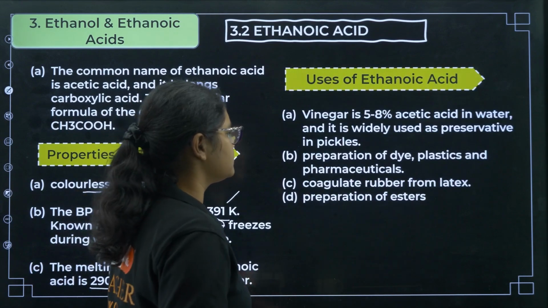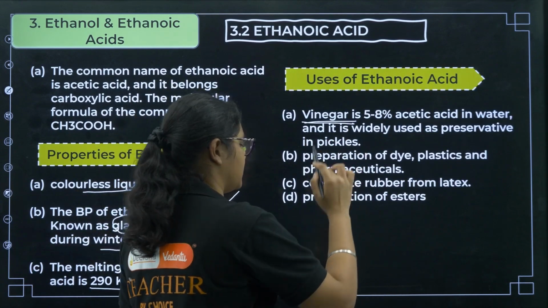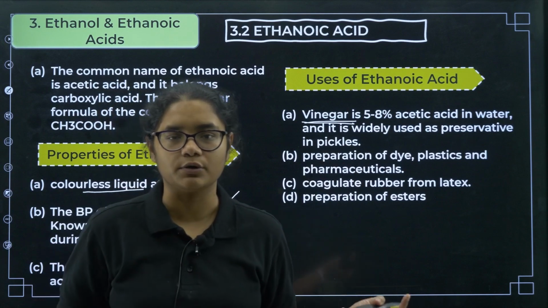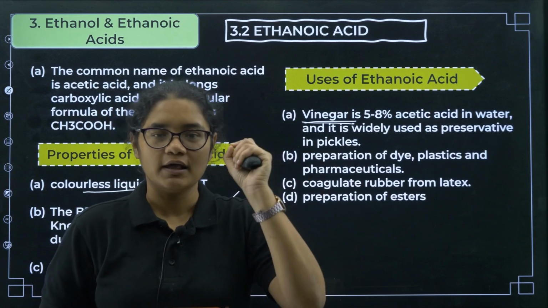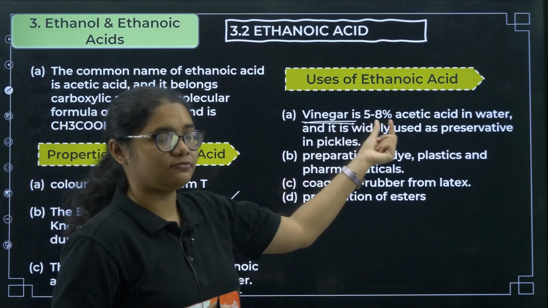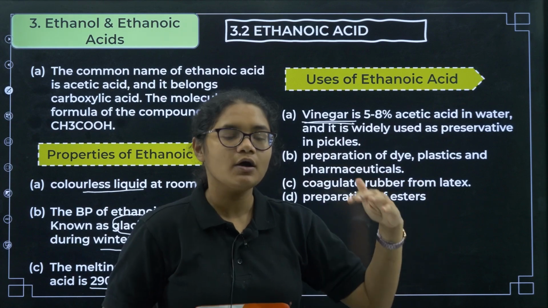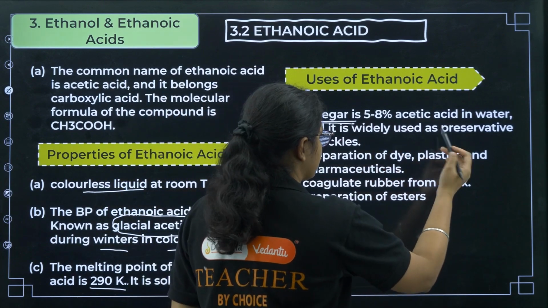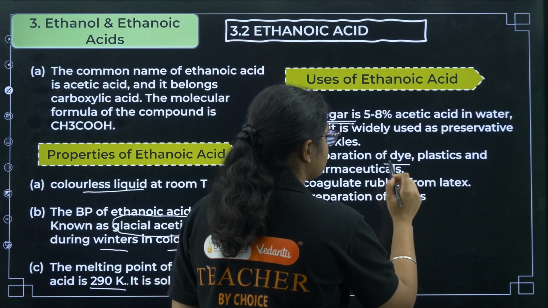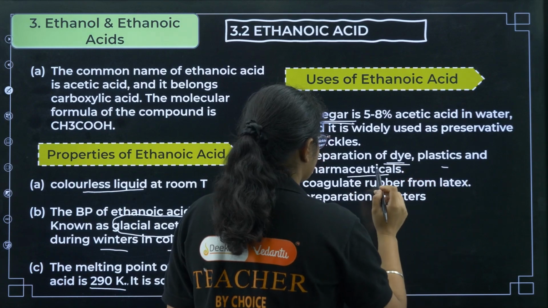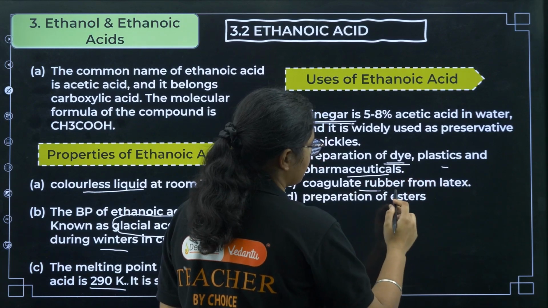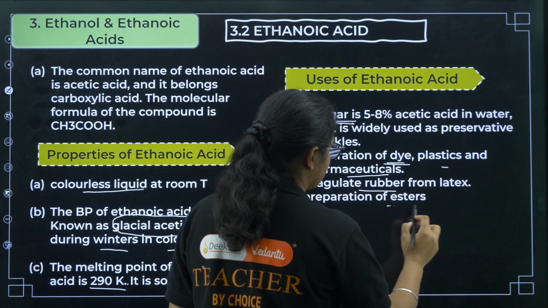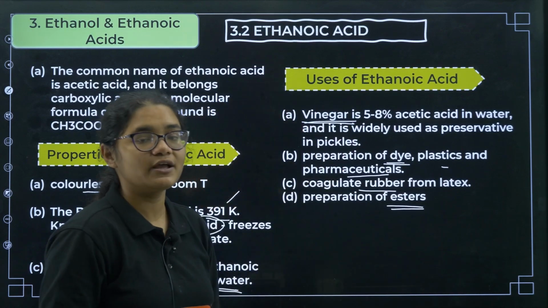Next, what are the uses? There are different uses. Vinegar, I hope many of you would have heard of it. It is used in your home, right? It is a very sour liquid and it contains at least 5 to 8% acetic acid or ethanoic acid. Vinegar is used as a preservative. Then it is used for the preparation of dyes, plastics and pharmaceuticals. It is also used in the rubber and latex industries, and in the preparation of esters.